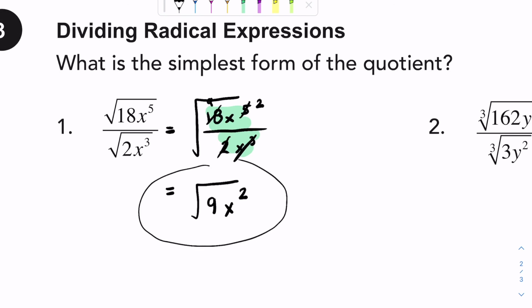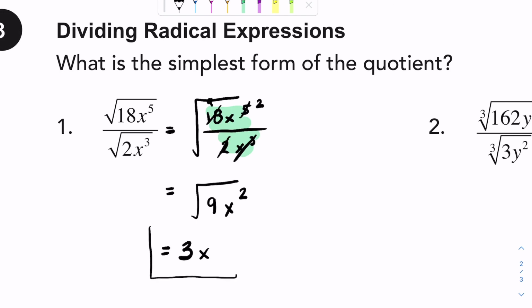Now that we did that, we have this radical. The square root of 9 is 3, and the square root of x squared is x. 3x is your final answer.